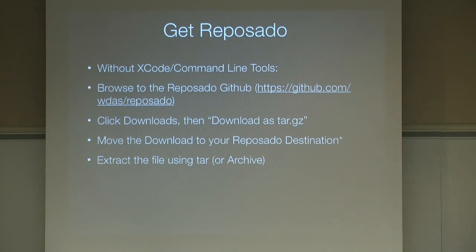And then, like I said, in this case, when you extract from this, everything ends up in the wdas-reposado-git version folder. In that case, I recommend changing it to just Reposado, to make it easy. Because each time you go and get a new update, it's going to name that folder a different name. So this way, if you rename it, all your scripts and everything that you might write against it stay consistent.